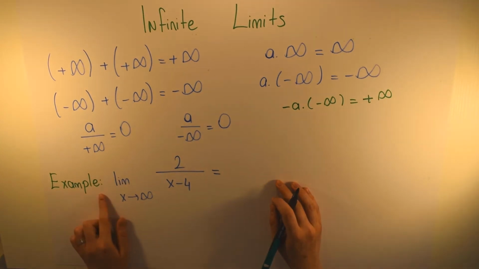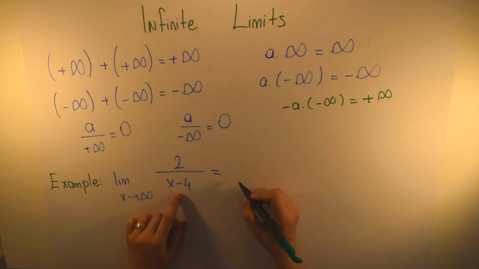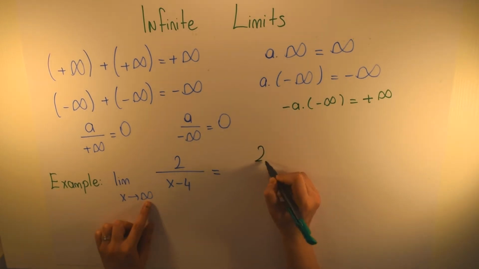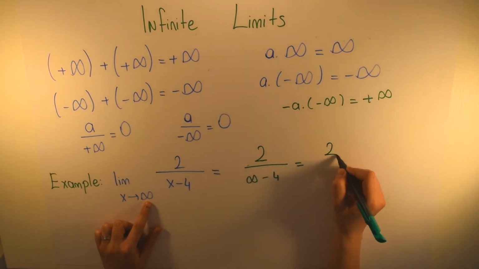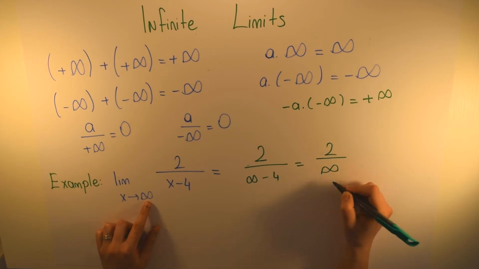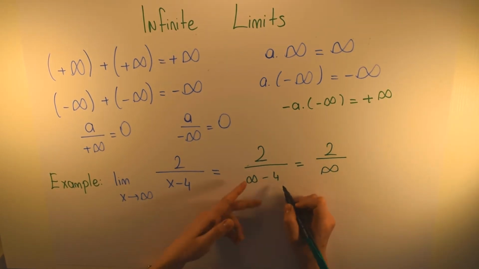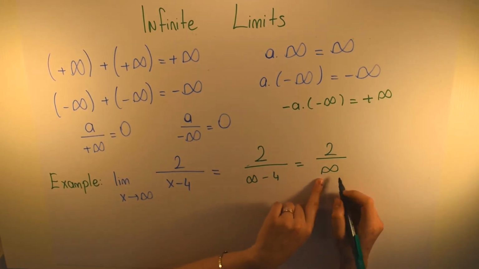So let's look at this example. Here we have limit as x approaches infinity, 2 over x minus 4. So here, instead of x, we will put this infinity, right? So it is 2 over infinity minus 4. This is equal to 2 over infinity. Why? When you subtract this 4 from infinity, this 4 is nothing when you compare it with this infinity. That's why it's still equal to infinity.